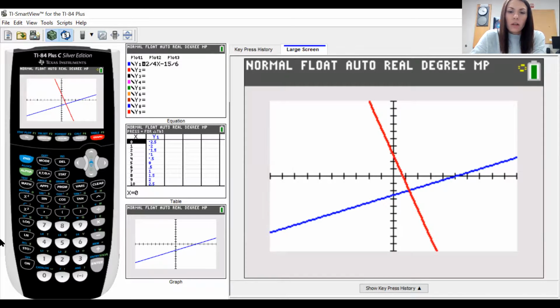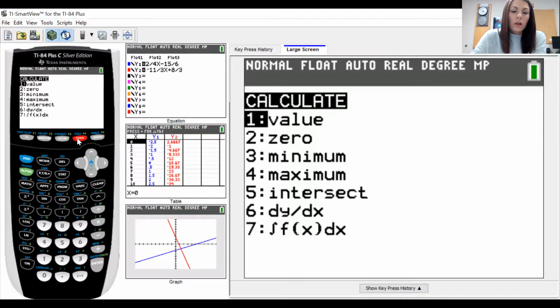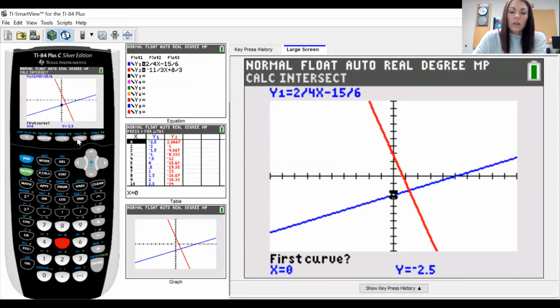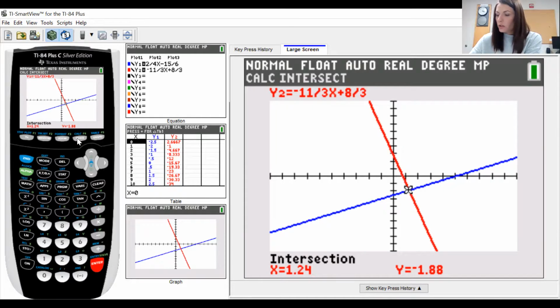Took a minute. And now I want to find the intersection point. So I go second, calc. I want option 5. Enter, enter, enter. And my intersection point is already to the hundredths place. So I go 1.24, comma, negative 1.88. These are systems we wouldn't be able to solve by graphing by hand, right? We wouldn't be able to be that accurate by hand, and we wouldn't know where it's sitting on the graph. So we need the calculator to solve them.